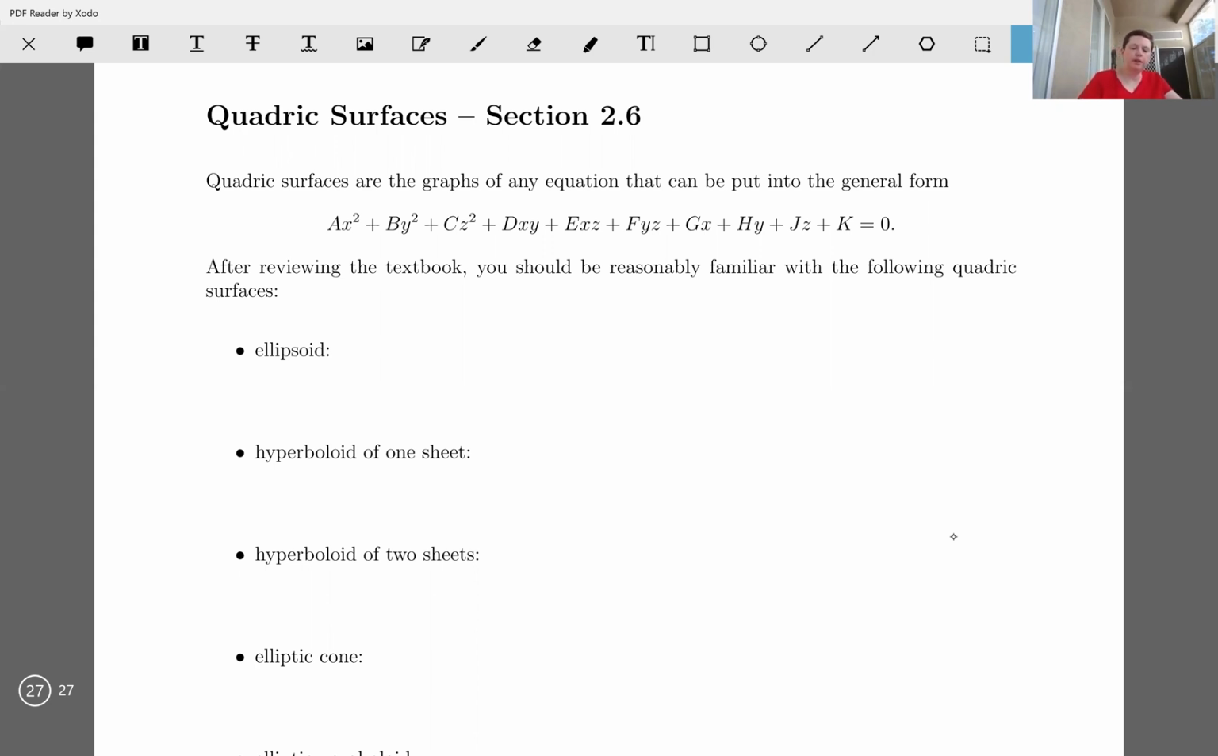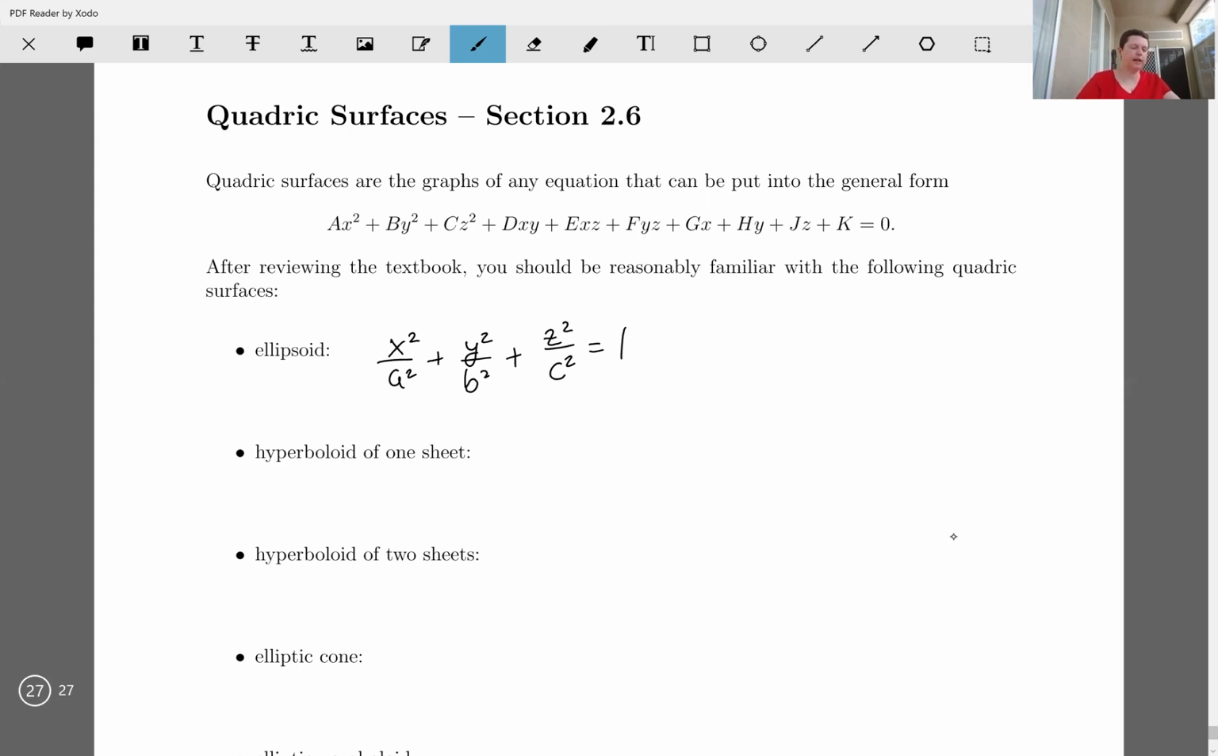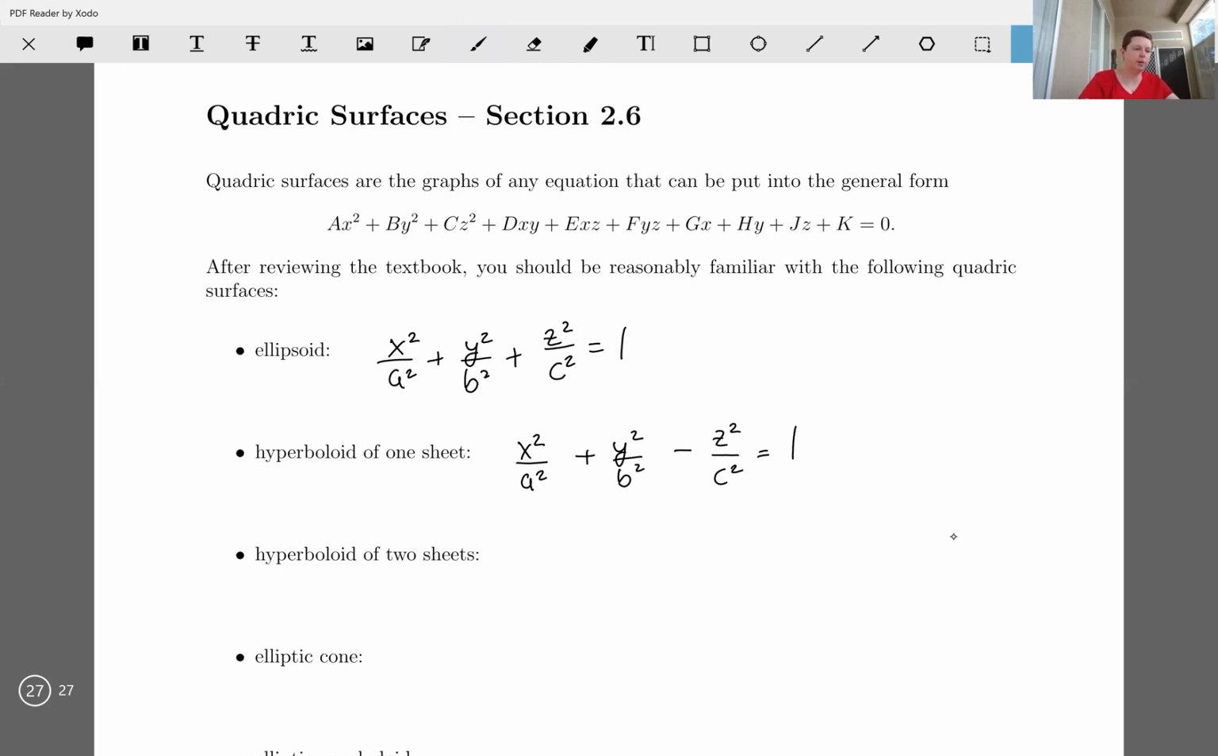Okay, so what is an ellipsoid? Well, we talked about a circle, a sphere. But an ellipsoid is kind of what it sounds like. It's like an ellipse, but not. So the equation for an ellipsoid is x squared over a squared plus y squared over b squared plus z squared over c squared equals 1. It looks just like an ellipse. A hyperboloid of one sheet is x squared over a squared plus y squared over b squared minus z squared over c squared equals 1. Notice that that somewhat resembles the equation of a hyperbola.